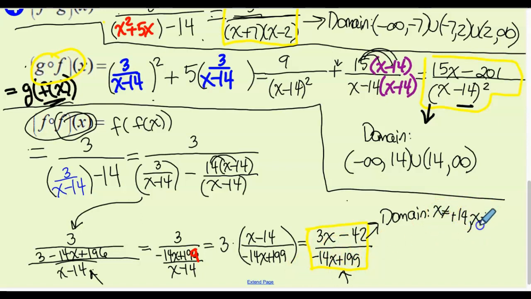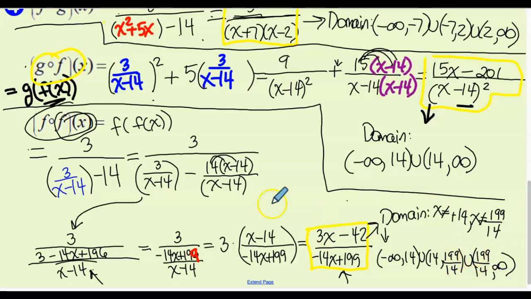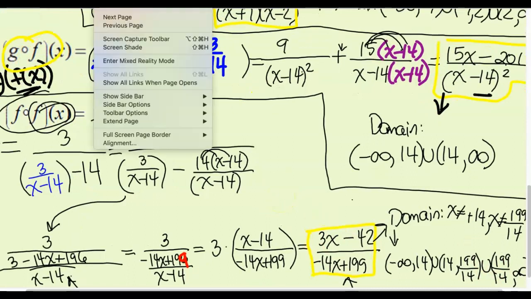X cannot be 14. The reason why X can't be 14 is if you look back in the problem, you'll see that one of the denominators that we got along the way is x minus 14. So you do have to consider that. 14 is excluded. And then the other value would be 199/14. So that's if you solve the denominator of our final result. So 14 and 199/14 would be the two restricted values there.